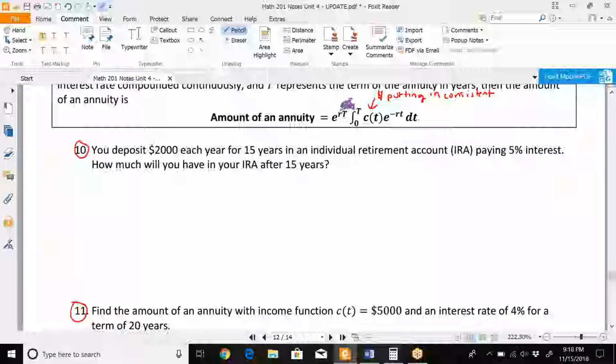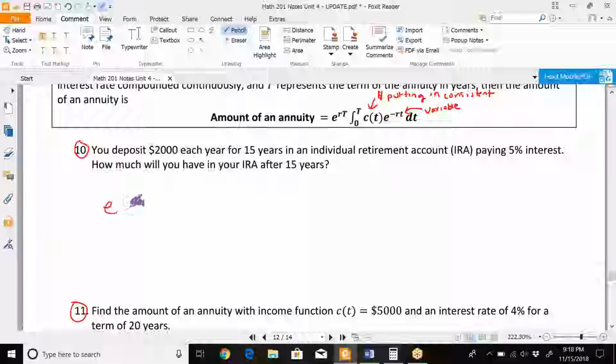So it's E to the little r big T, the integral from 0 to big T of your amount that you deposited, and then E to the negative r little t. Now notice this is little t. This is your variable. The big T you're going to know, the little t you don't. And then it's dt. So it says you deposit $2,000 each year for 15 years in an individual retirement account, paying 5% interest. How much will you have in your IRA after 15 years?